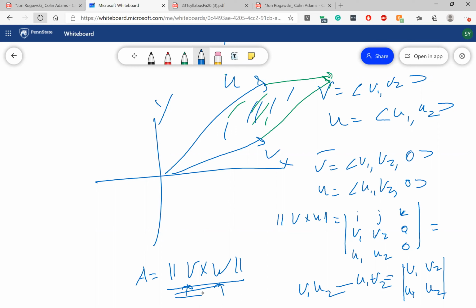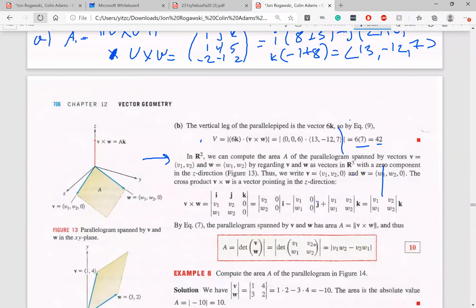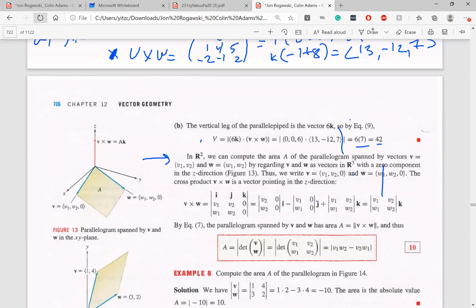Honestly, you can just remember this formula for the area of the parallelogram, and you don't really have to remember this. But anyway, that's what they're saying over here in R2. When you only have two components, you can add a 0 to your components and then take the cross product, and this is the only thing that really matters. When you take the magnitude, you get that the area of this thing is equal to the determinant of these two vectors, like we saw. Any questions about this?